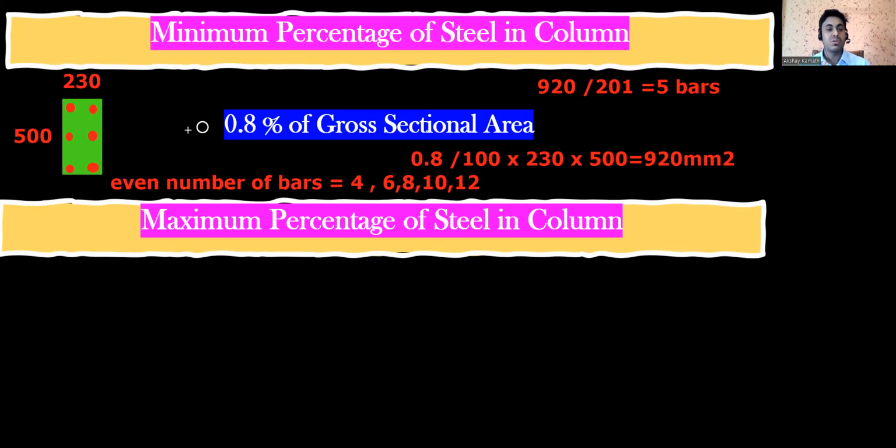Got it? This is how you're supposed to do it, right? Yeah. This much is understood. Next, the maximum percentage of steel. Now you understood the minimum you have to give. What is the maximum you can give?